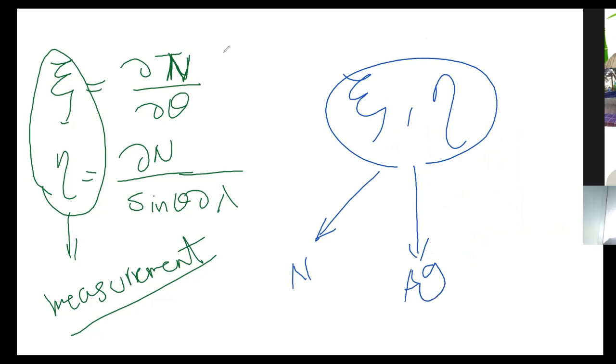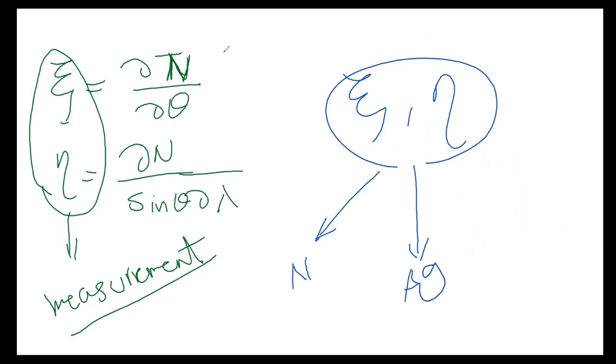gravity anomaly, or gravity disturbance. But the question is how. So let me start with one of them. I will start with xi, which is simpler. Xi is the derivative of the geoid with respect to theta. So I already have the spherical harmonics of the geoid. If I take the derivative of that, I come to this formula.